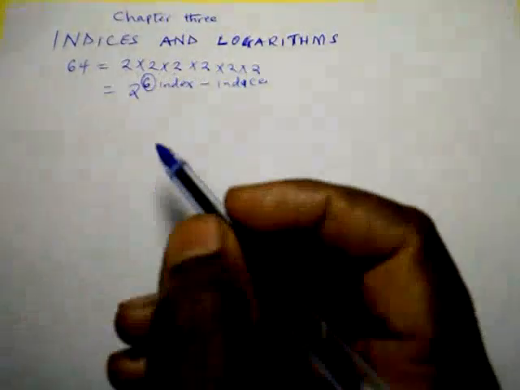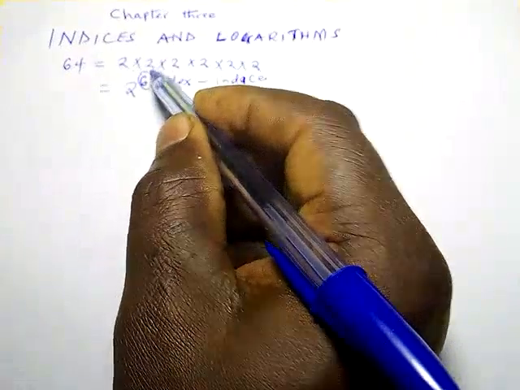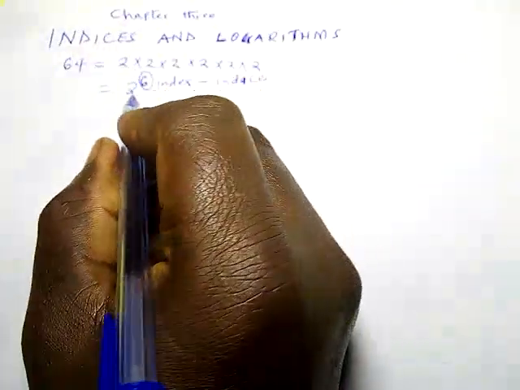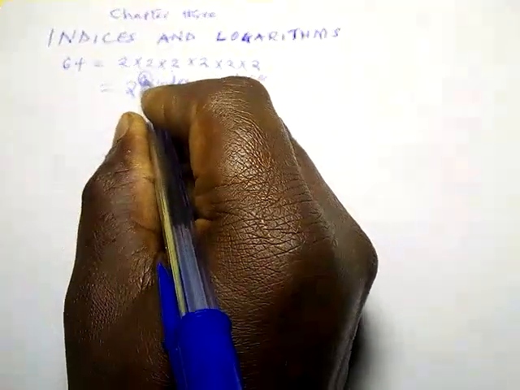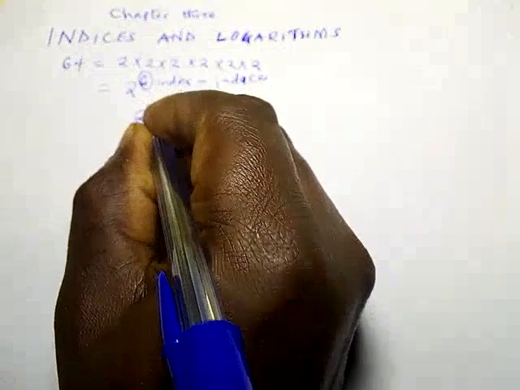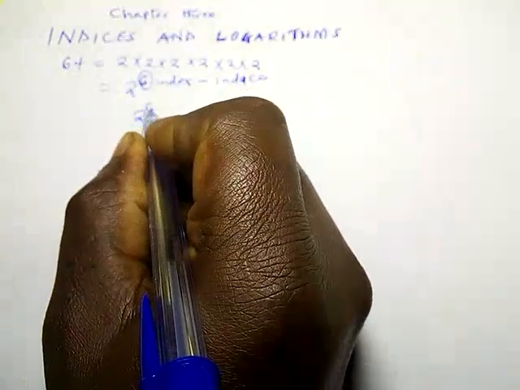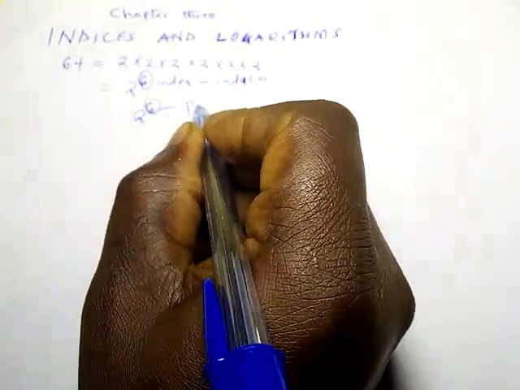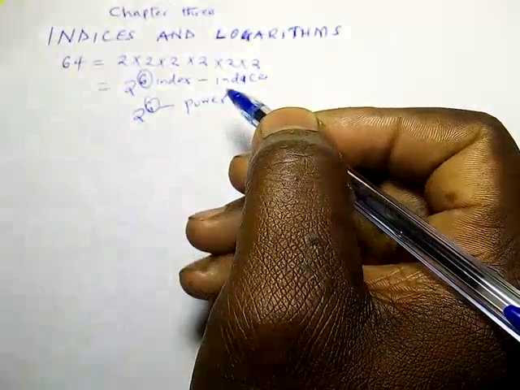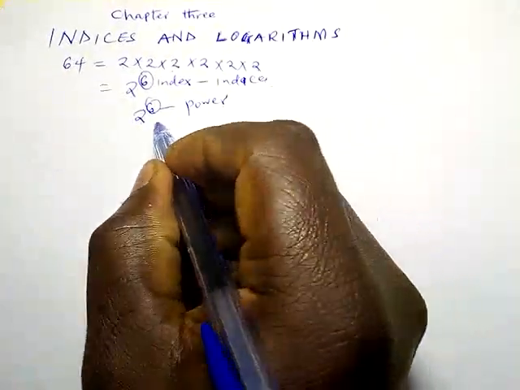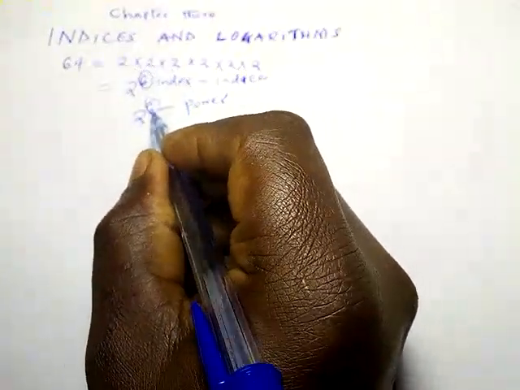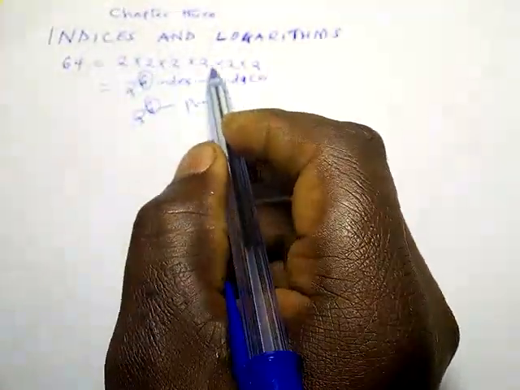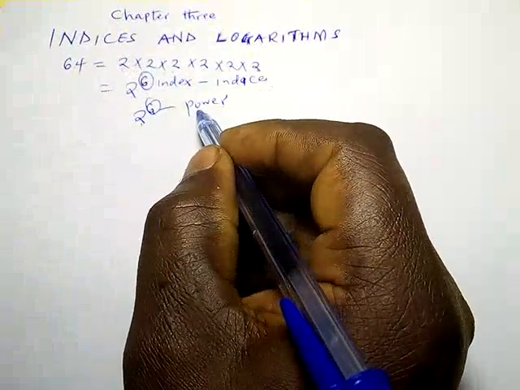Right? So the power and the index is the same thing. So we say that 2 is raised to power 6. 2 is raised to power what? Power 6. So the index of 2 here is 6, and it is called the power. Why is it called the power? 2 raised to power 6 means we multiply 2 by itself 6 times. 1, 2, 3, 4, 5, 6. That's why we call it the power.